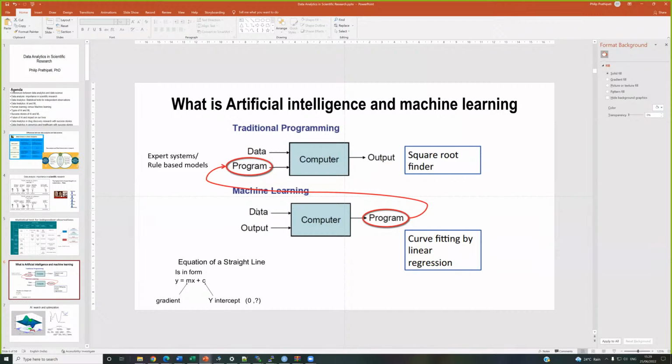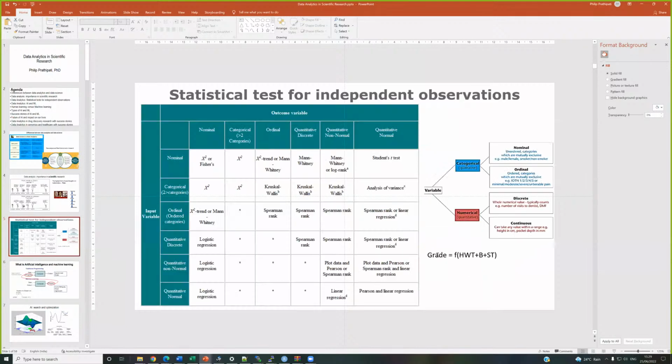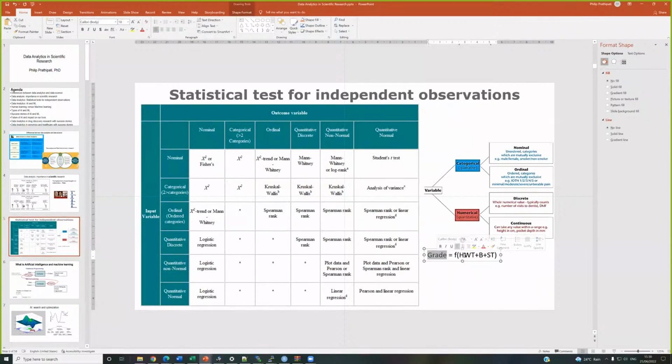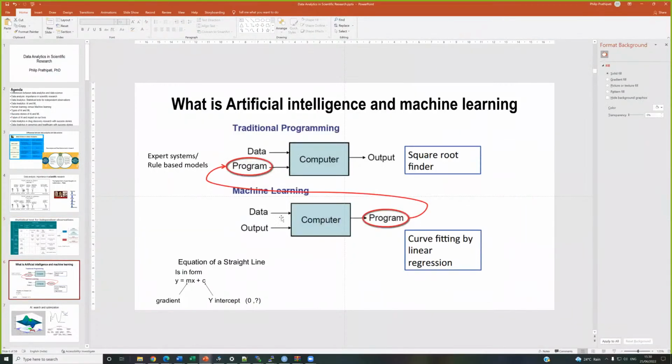Like I was telling, suppose you want to predict grade using these variables: homework time plus breakfast plus sleep time. The input data is homework time plus breakfast plus sleep time, and the output, using these three variables, you want to be able to predict the grade of the student. Using machine learning, you can develop a program that can do that.